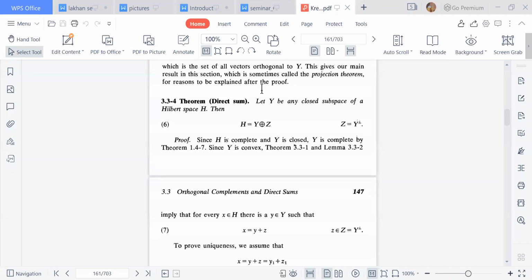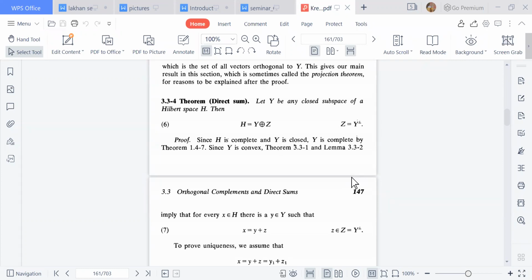So we continue. Proof. Since H is complete and Y is closed, Y is complete by the theorem that a subspace of a complete metric space is complete if and only if it is closed. We have seen this theorem in previous notes.